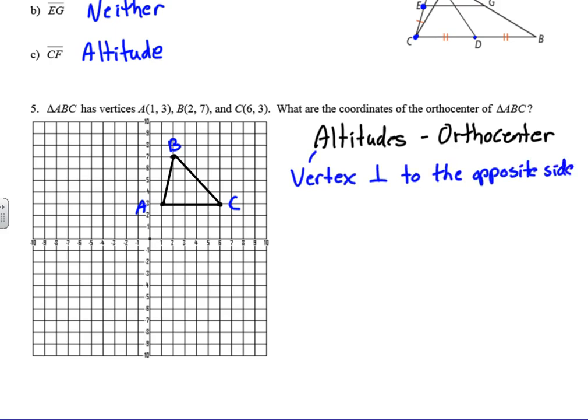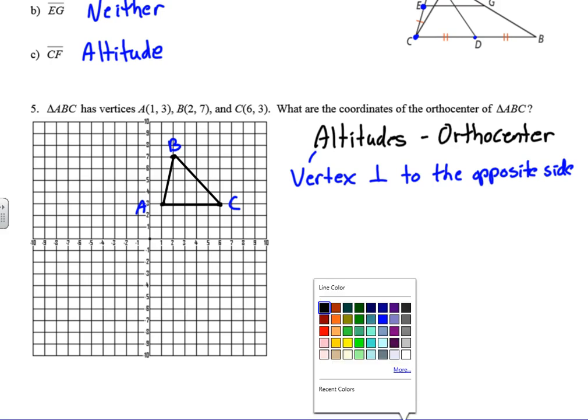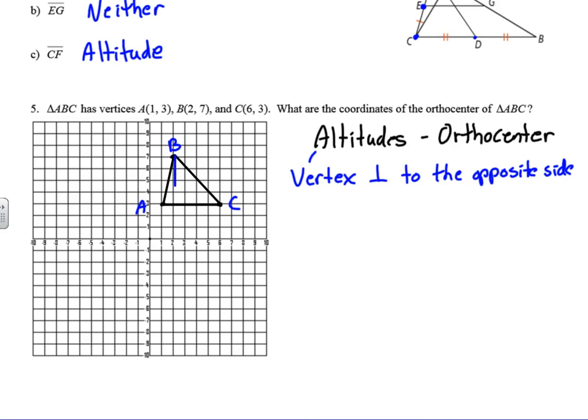Okay, so if we look at this, I'm going to do AC first because that's a horizontal line. The altitude to a horizontal line out of B is going to be a vertical line right there. That's kind of the easy one when you have those two.